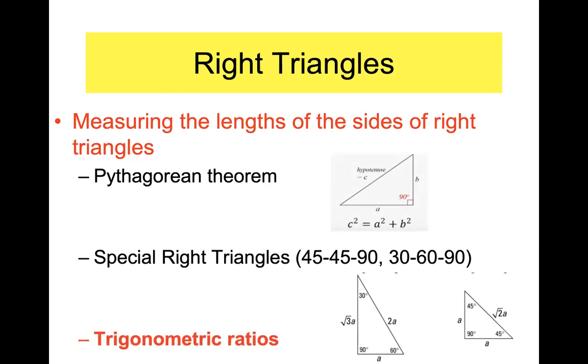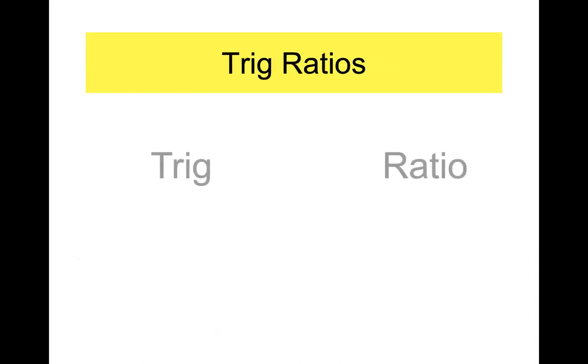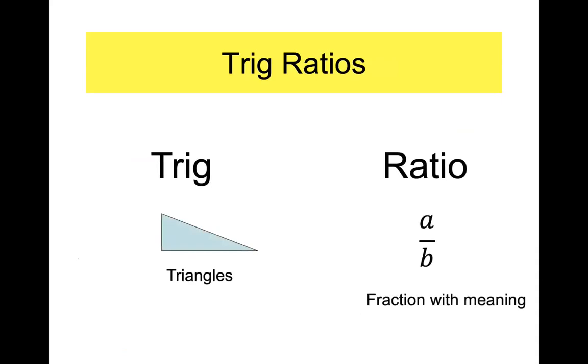I'm going to talk about these things called trig ratios today. Remember, ratio is a big fancy name for fraction. All right, so trig ratios. Trig, once again, means triangles, and ratio means fraction.